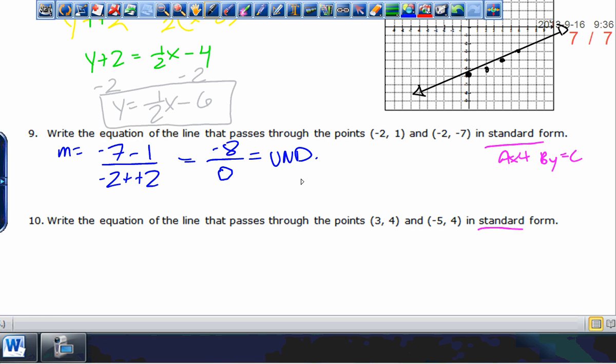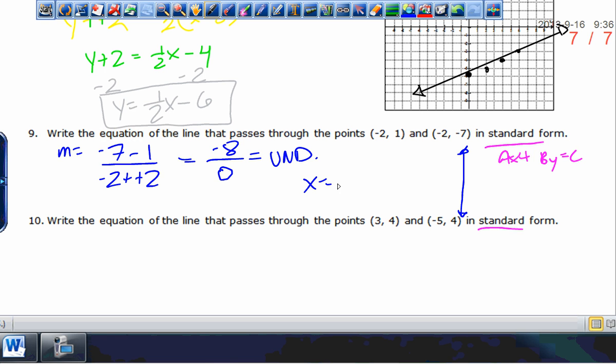It is not 0. 0 divided by 8 is 0. 8 divided by 0 is something different. So which one has an undefined slope? And by which one, I mean which graph? Horizontal or vertical? Vertical, right? That's the one. So that means my graph is going to be like this.